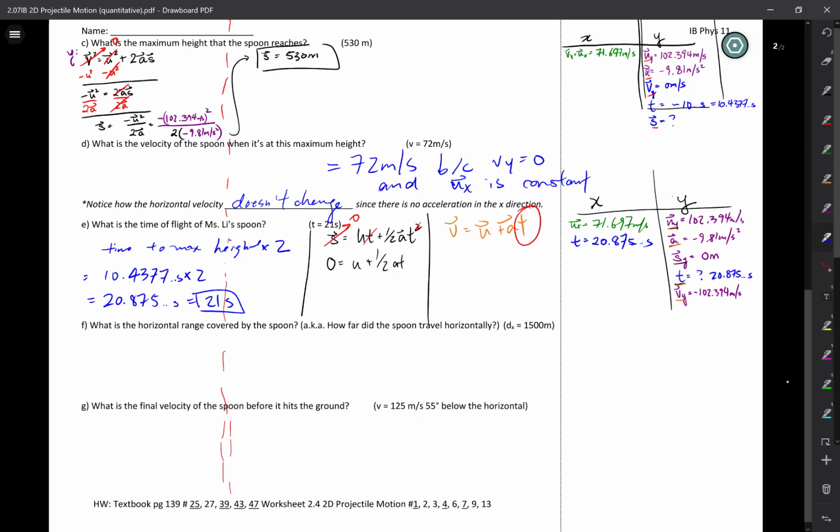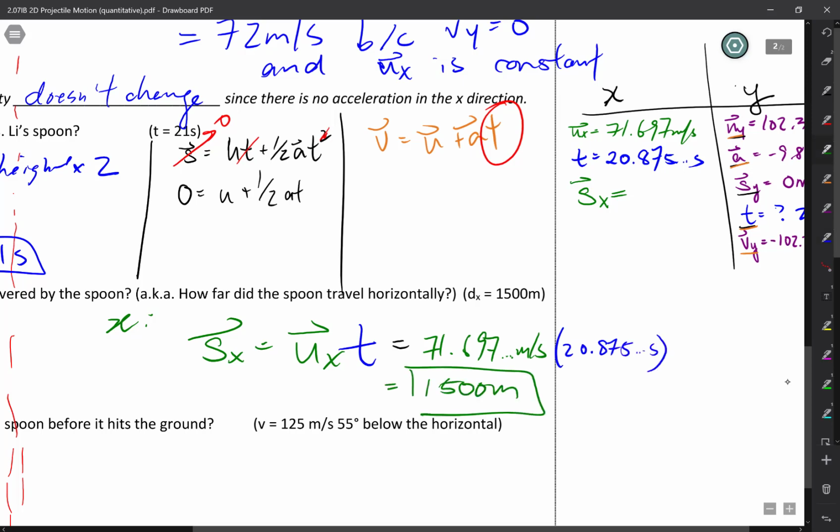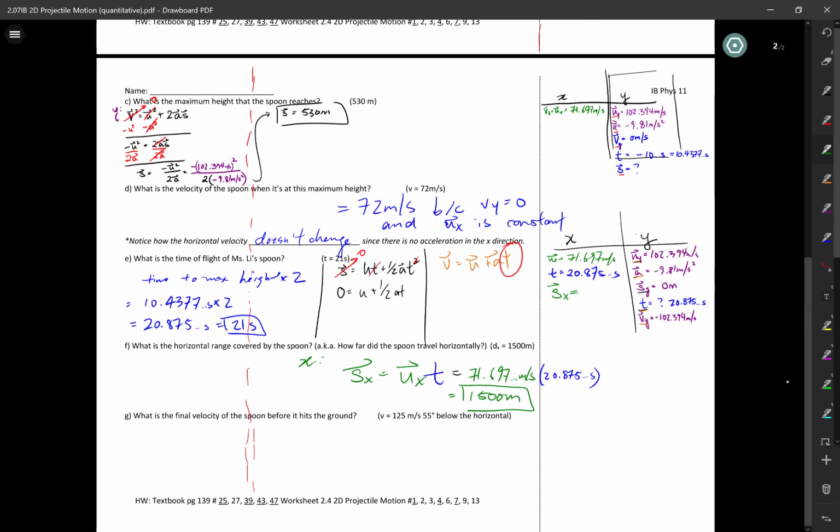So F is actually dealing with the x direction. All we need to do is take ux, to find this horizontal displacement, this is all ux times t, which then gives us 71.697... meters per second times the time. Notice I'm using all non-rounded values, giving us about 1,500 meters.